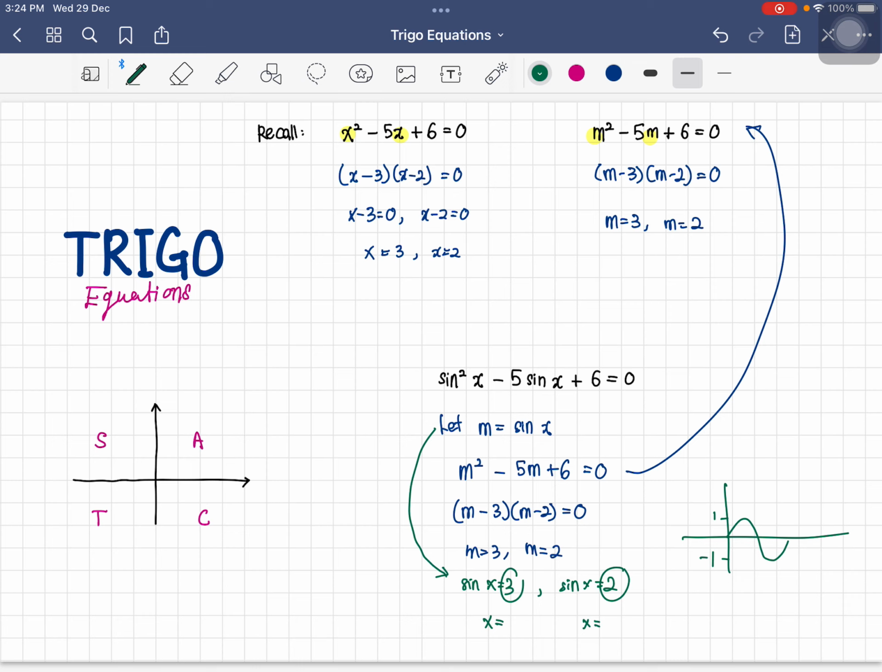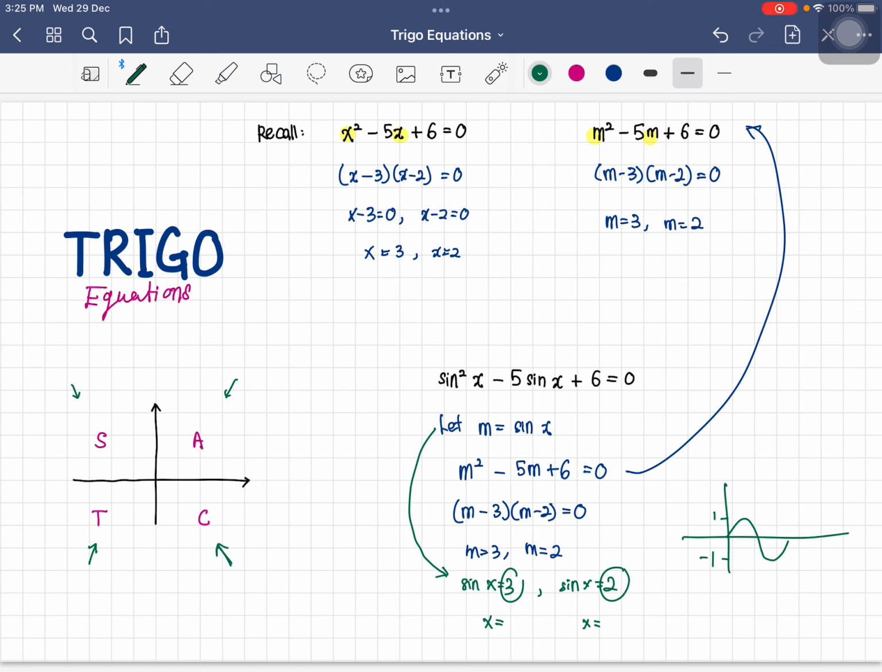In the next section, the next thing you need to know for trigonometric equations is to recall the ASTC rule. For the first quadrant, all are positive. For the second quadrant, only sine is positive. For the third quadrant, only tangent is positive, and for the fourth quadrant, only cos is positive.